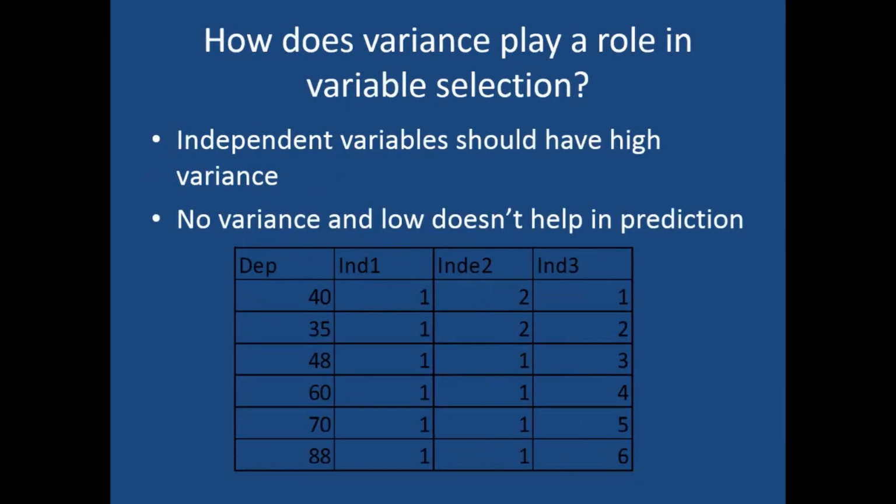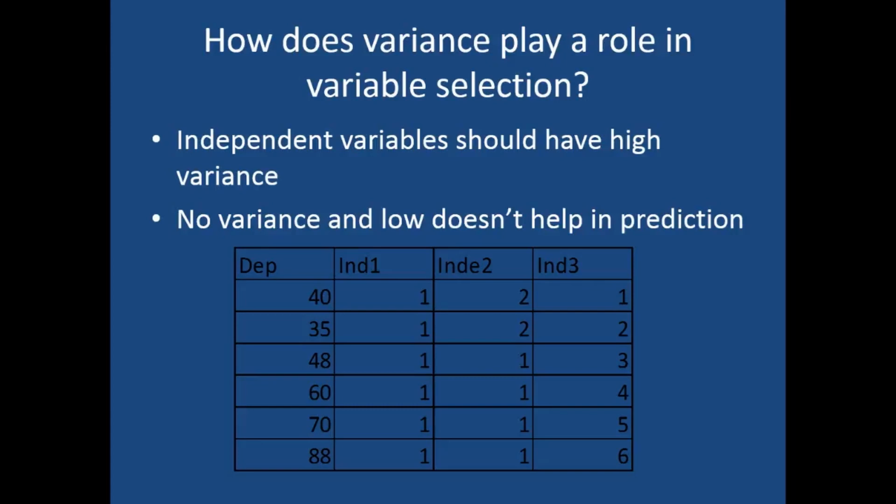The next question is, how does variance play a role in variable selection? Well, you always expect the independent variables to have very high variance. Why is that so? If an independent variable has very high variance, then its ability to explain the variation in the dependent variable will be high, or at least there is a relatively higher chance that its ability to explain the variation in the dependent variable will be more, right?